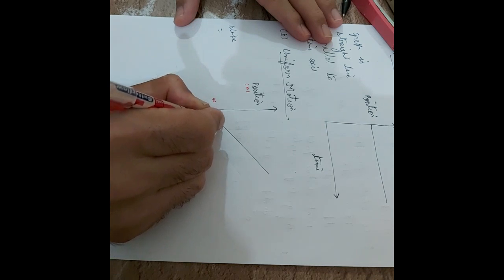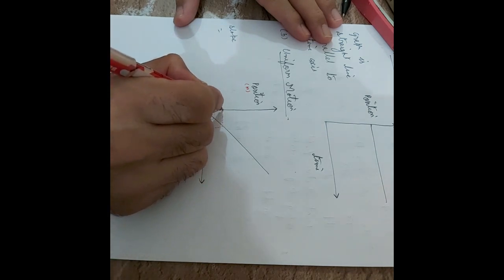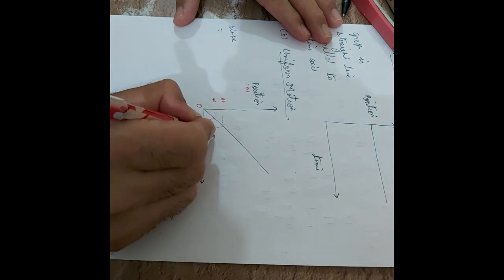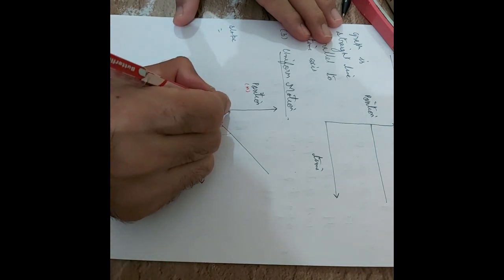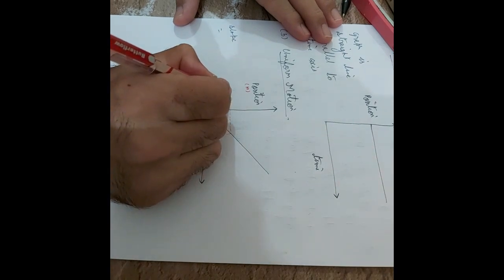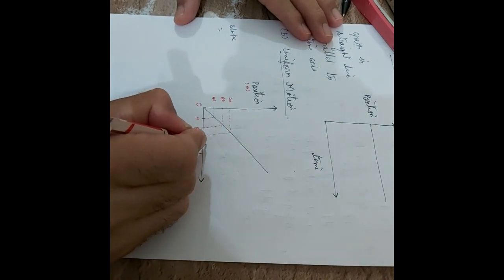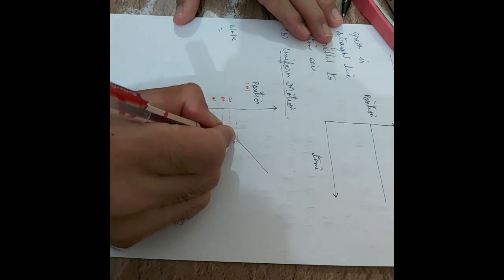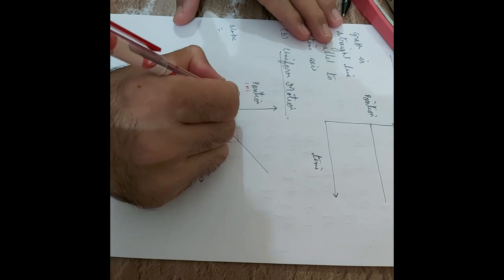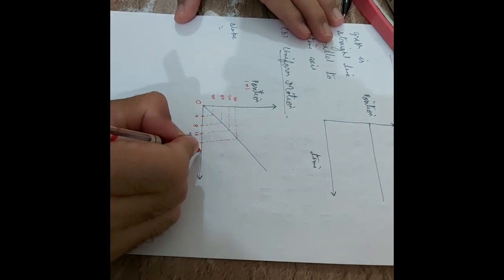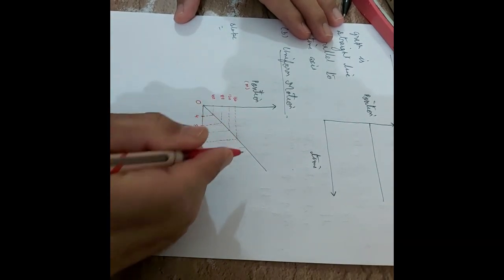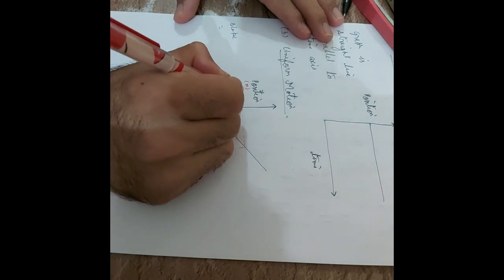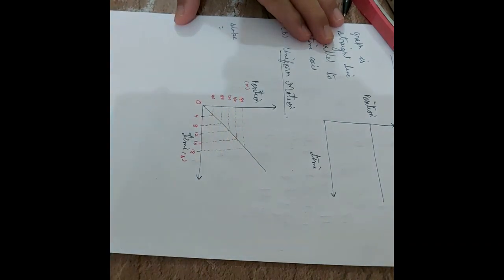Corresponding to 8 seconds, the body is positioned at 80 meter, and corresponding to 12 seconds, the body is positioned at 120 meter, and for 16 seconds, the body is at 160 meter, and corresponding to 18 seconds, the body is at position of 180 meter.